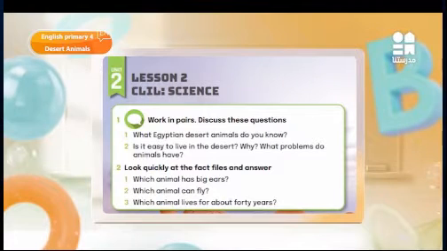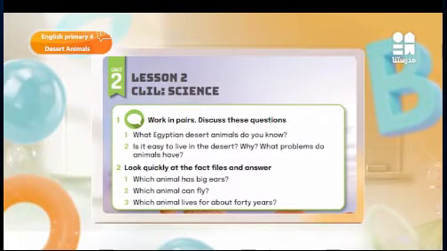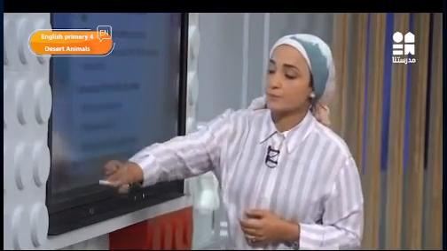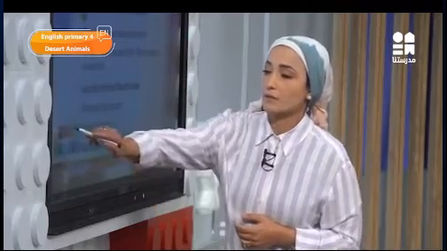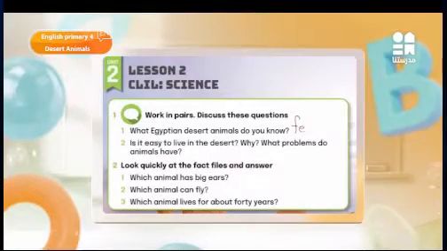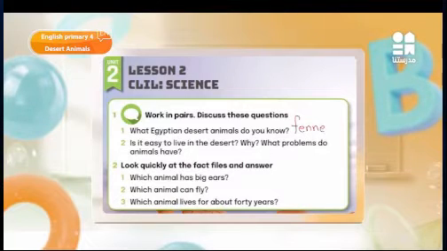What Egyptian desert animals do you know? What do you think? Which animal can you see in the desert? Camels, for example? Yes, snakes, fennec fox. Very good. Okay, now we can write here, for example, the fennec fox. It's a kind of fox, okay?